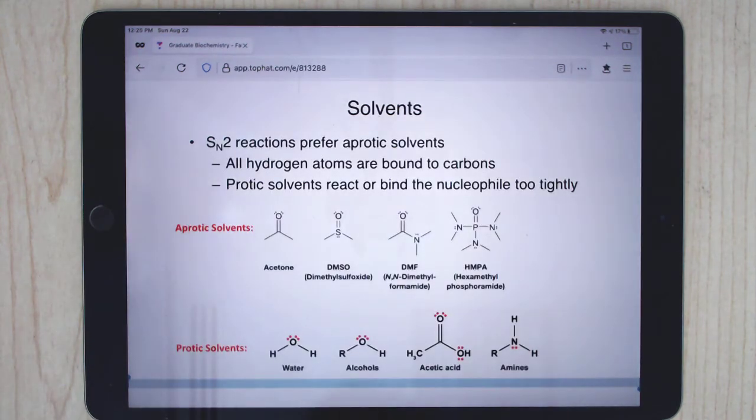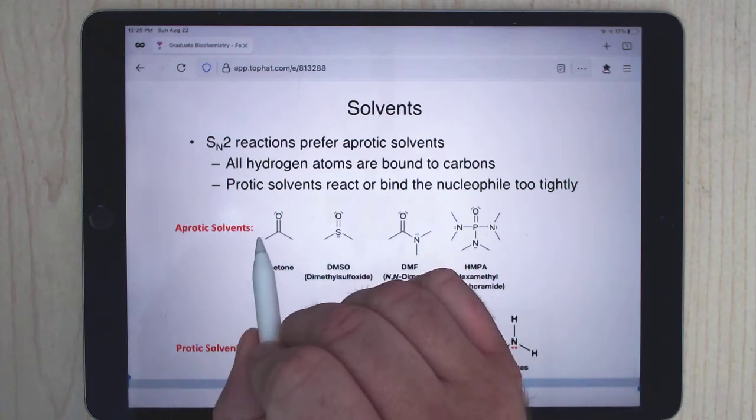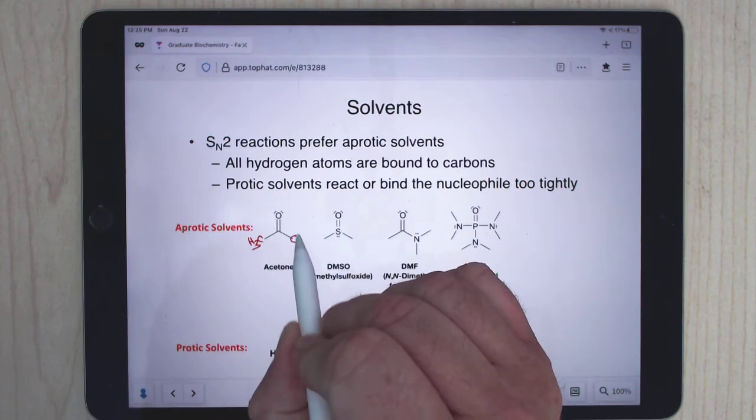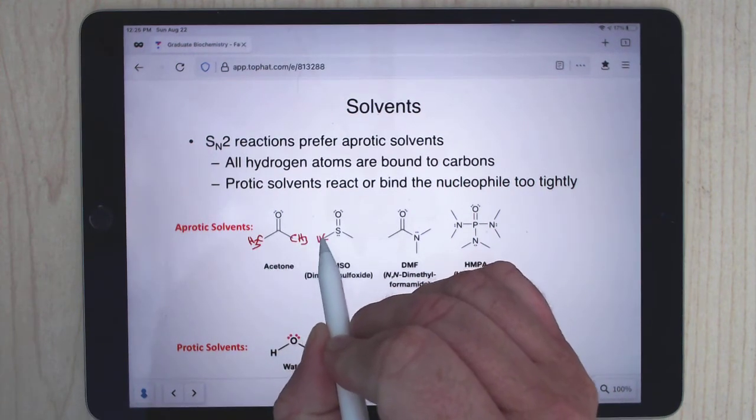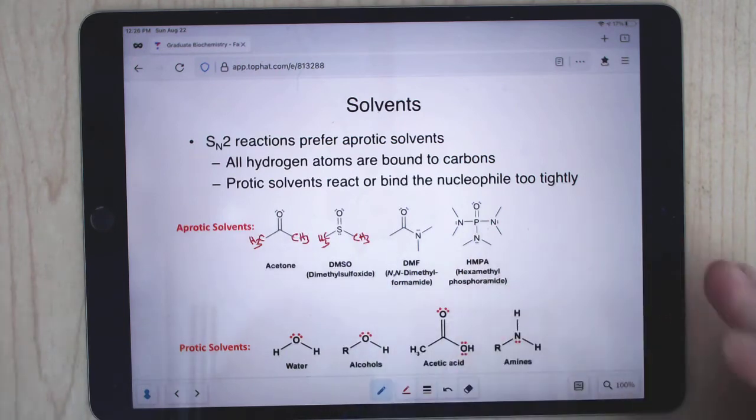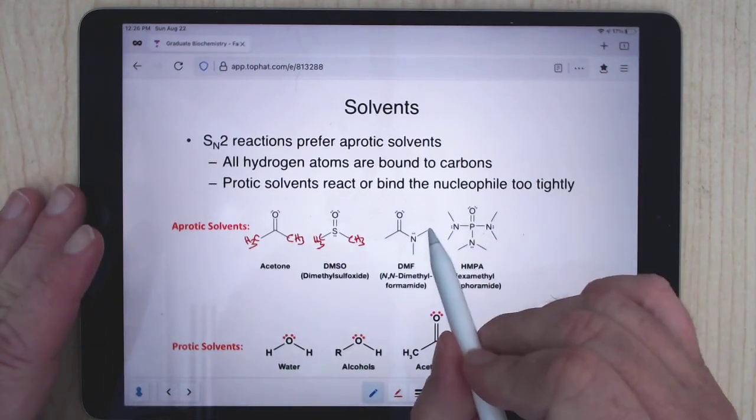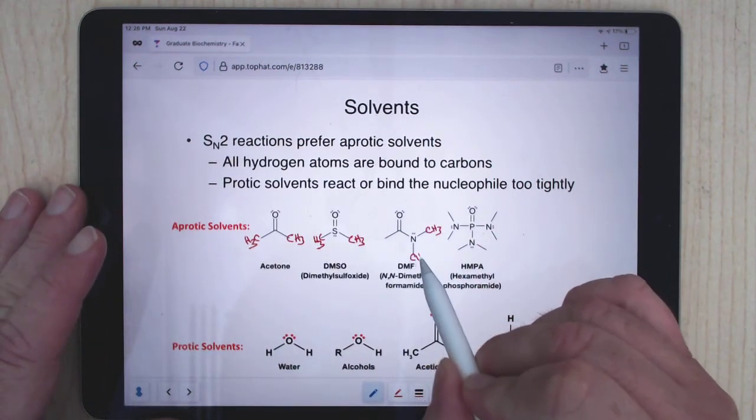Now solvents. Solvents are incredibly important for SN1 and SN2 reactions. As it turns out, for SN2 reactions, you want a polar aprotic solvent. An aprotic solvent is one where all of the hydrogens are bound to a carbon, so acetone and DMSO. This is where the hydrogens are. There are not any hydrogens that are not bound to a carbon.